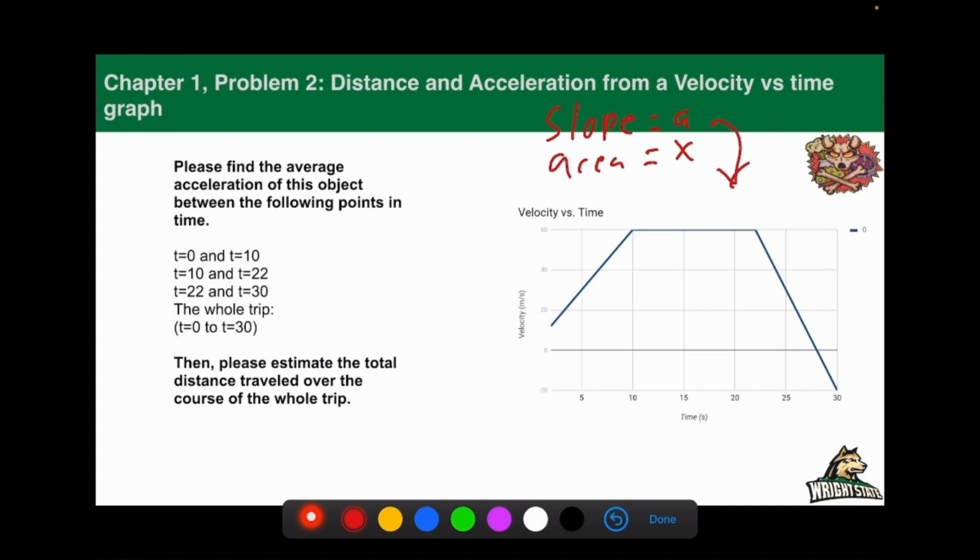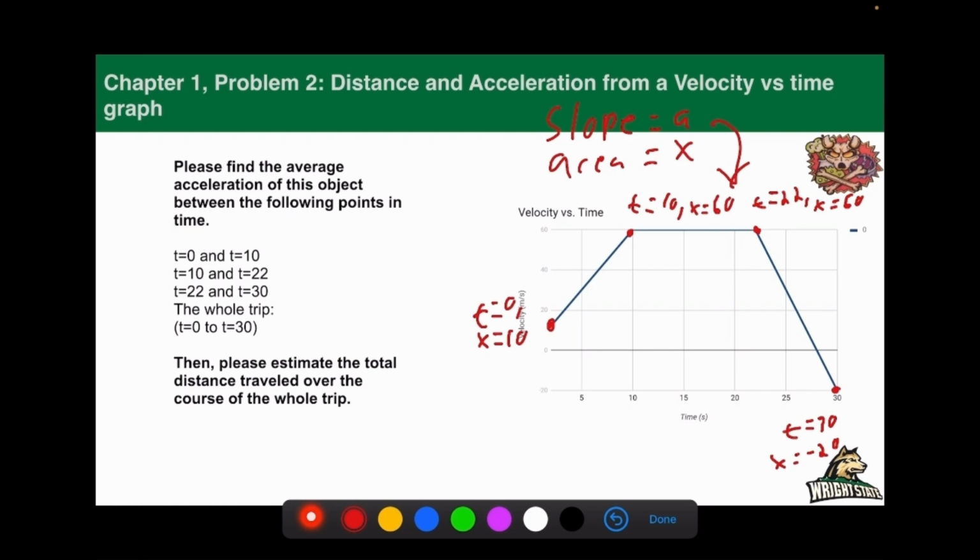Okay, welcome back. Let's try to solve this. The first piece, let's go ahead and mark our spots. Here I've got t equals 0. My x at this point is like 10, I think. Here at t equals 10, my x is 60. Here at t equals 22, my x is still 60. And then here at t equals 30, my x is negative 20.